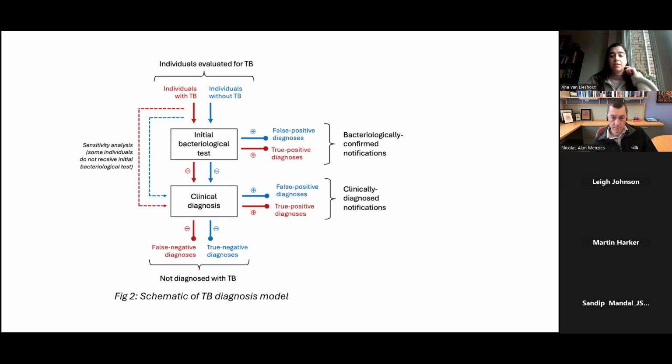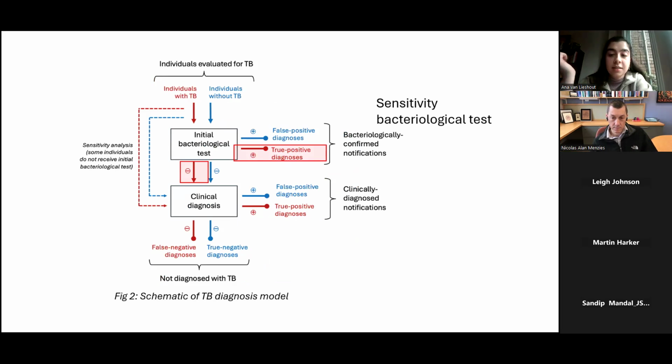What we see is that the initial bacteriological test's sensitivity will determine how many people will be true positive and how many people will be false negative. So depending on the test being used, this might make a difference. We know that smear has a lower sensitivity than most of the RDTs, so that will skew this balance a little bit. For the RDTs, we assumed that the baseline sensitivity and specificity came from Xpert Ultra. But we did do some sensitivity analysis to consider different types of RDTs as well.